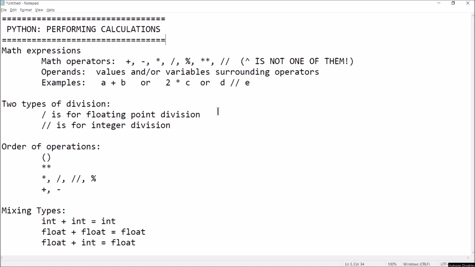What happens if you try to add two numbers that are different types of data? What if you try to add a float and an integer, for example? So we're going to talk about that briefly. I'm going to give you an overview here at the beginning, and then as usual, we're going to dig into a programming example. Okay, so let's go ahead and get started.